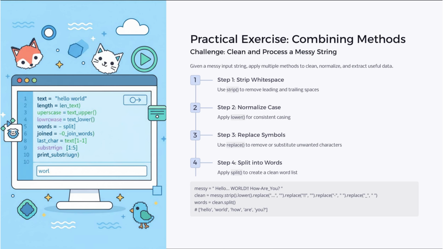To clean a messy string, first use strip to remove extra spaces. Normalize the case with lower. Replace unwanted symbols using replace. Finally, split the string into words with split. For example, a messy "Hello, World, how are you" becomes a clean list of words after processing.